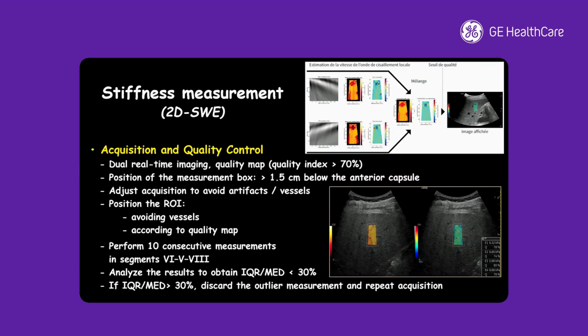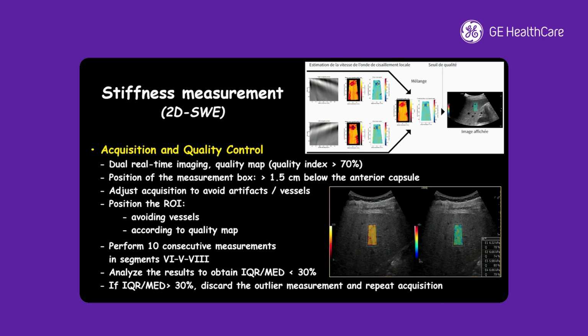And of course, there is quality control during your acquisition that is very important. You should always be trying to do dual real-time imaging to really look at the position of the vessel. Use the quality map with a quality index above 70%. The position of the measurement box should be at least 1.5 centimeters below the anterior capsule of the liver. You should adjust the acquisition to avoid artifacts or vessels, and perform typically 10 consecutive measurements.